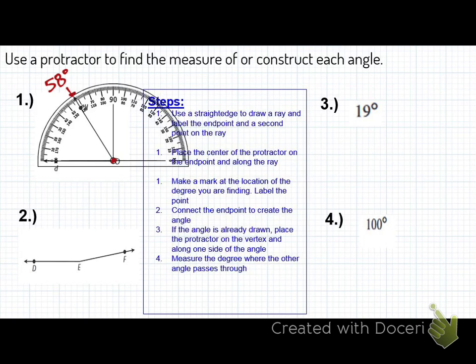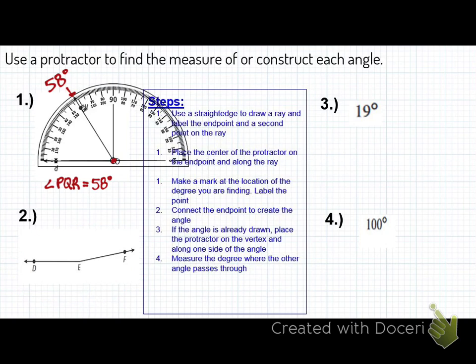So the measure of angle PQR is equal to 58 degrees. Super easy, right? Number 2. Let's look at number 2, everyone. Number 2, we're going to measure it.